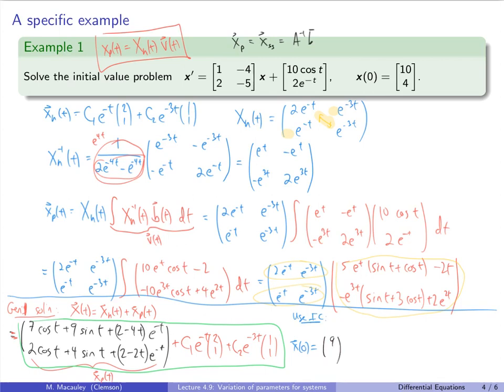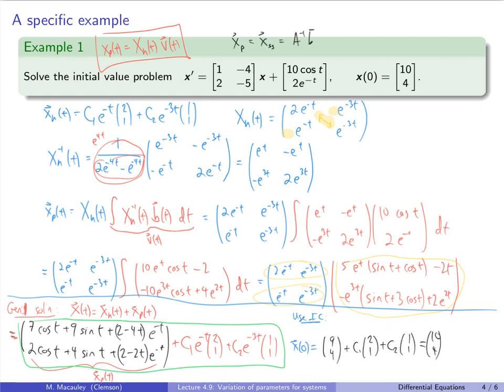On bottom, if you plug 0 in for 2 cosine, you get 2. 4 sine, you get 0. And then 2 minus 2t times e to the minus t, you get a 2 times 1. So you get 2 plus 2, that is a 4. So 9, 4. And then of course, if you plug t equals 0 in for these two, you get c1 times 2, 1 plus c2 times 1, 1. And you set that equal to 10, 4.